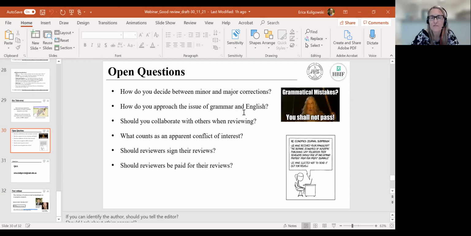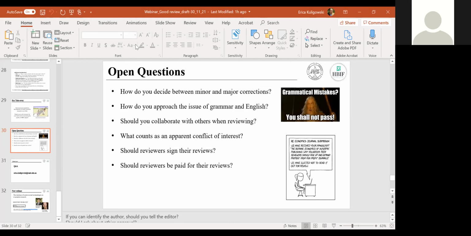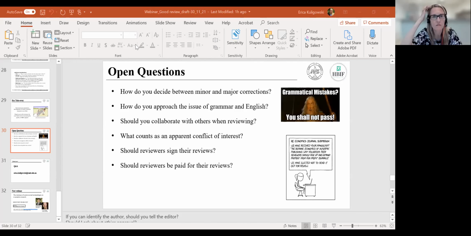There is a question, Erica. Yep. This is from Alistair Shipman: to what extent should reviewers be checking unknown references for plagiarism? So Alistair, what do you mean by unknown references?